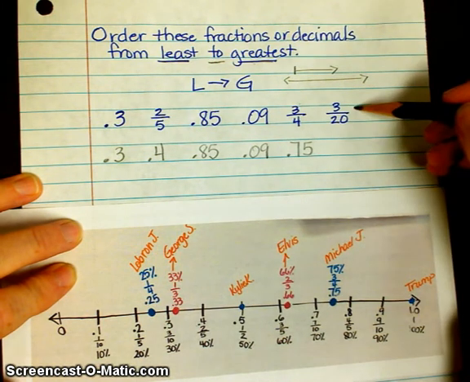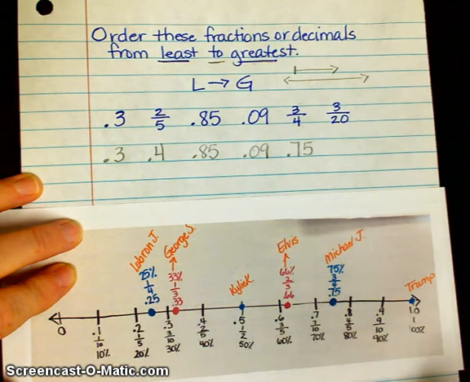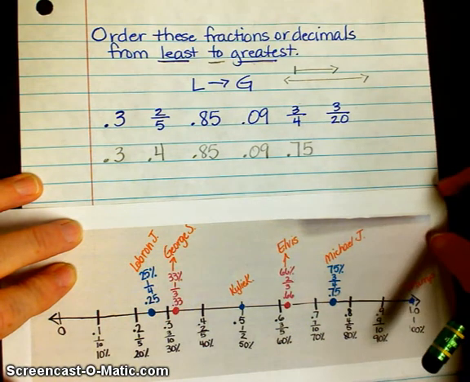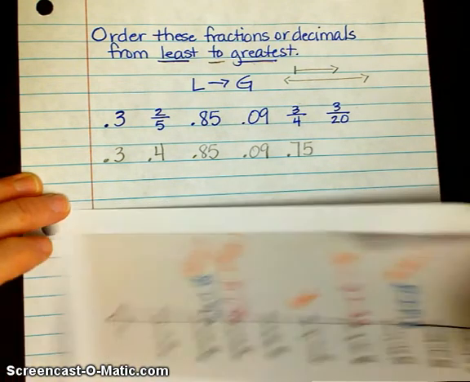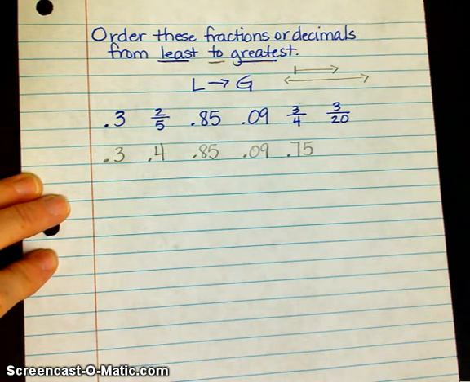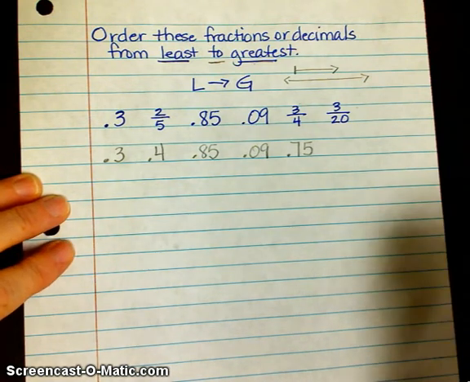3/20 is not a celebrity. It's not going to be on this particular number line. So we have to use top dog in the house. That's what our previous video was on. So let's do that real quick.